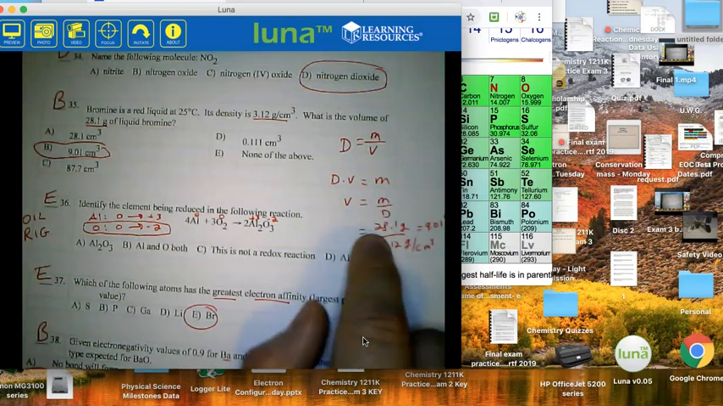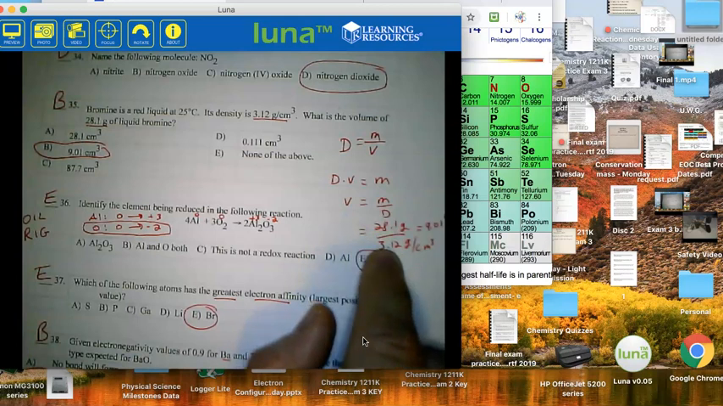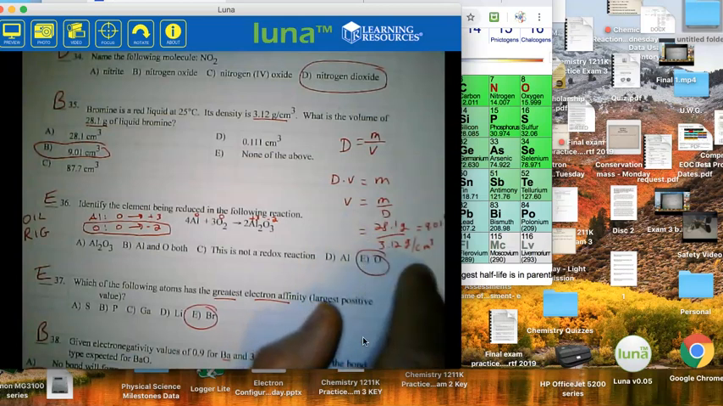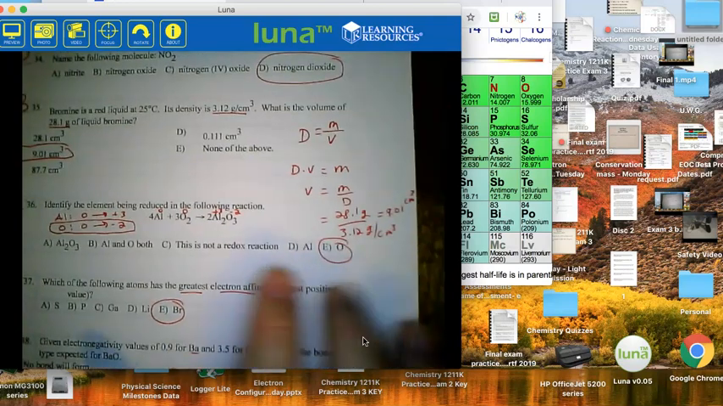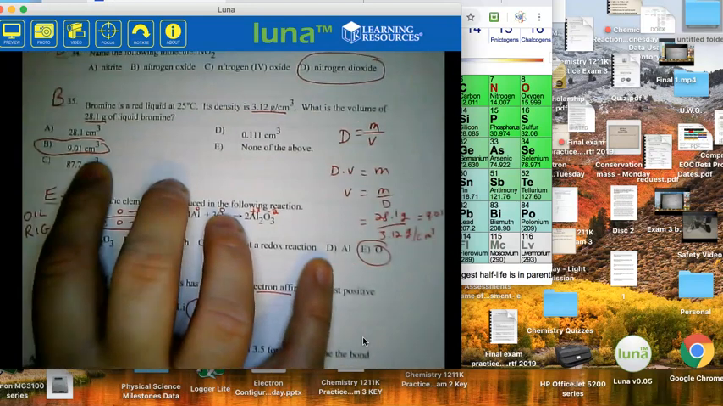So the mass is 28.1 grams. The density is 3.12 grams per cubic centimeter. You divide that, you get 9.01 cubic centimeters. So that's your answer for number 35.